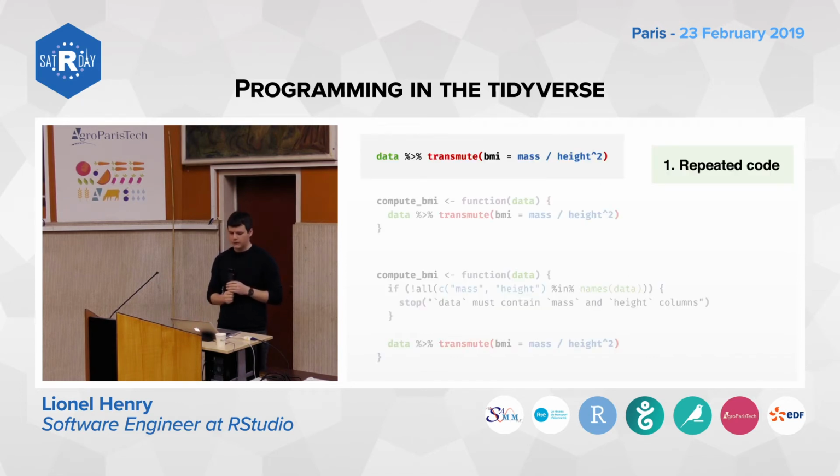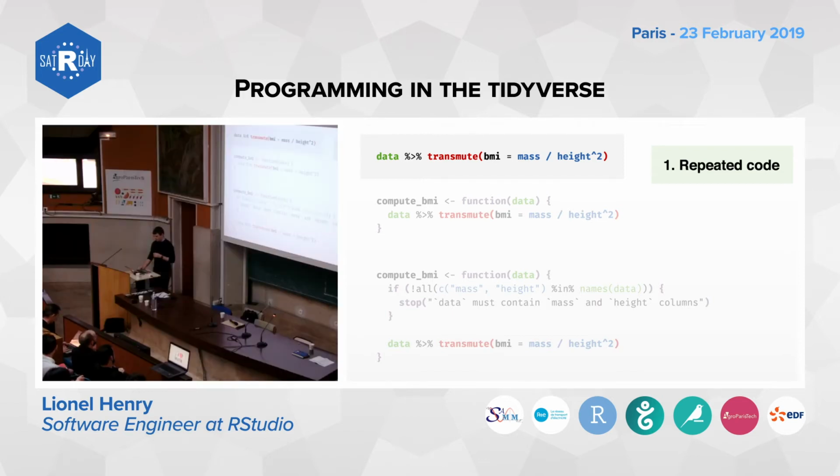So if we have this small piece of code here that computes a BMI, and we say we use it a lot in our scripts, and we want to wrap it in a function, then you can just do that. You wrap it in a function. You take your data frame, and now we assume that the data frame has the columns mass and height.